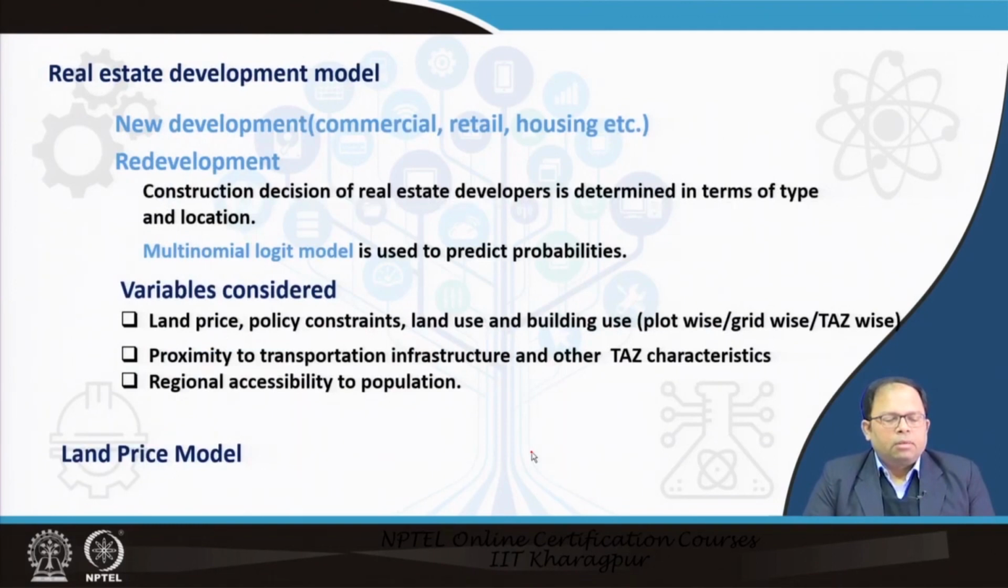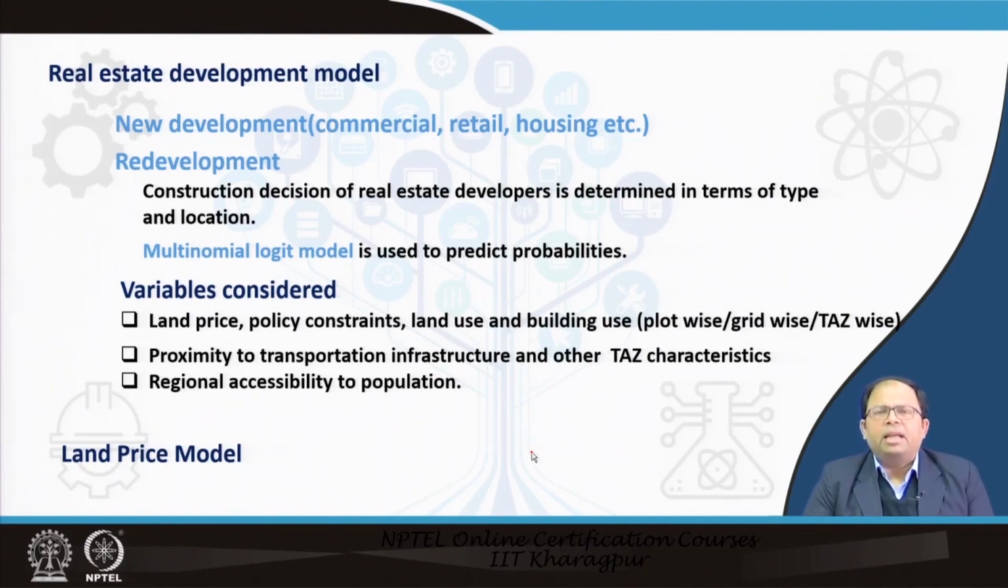So the next model is the real estate development model. This model predicts where new development or redevelopment is going to happen. That means a certain amount of redevelopment happens all over the city, but new development occurs only in certain areas which are growing areas, or areas which have been added to the urban area recently, or areas where a satellite township has come up along with the existing town. So these are the new development areas, and this new development could include any kind of building.